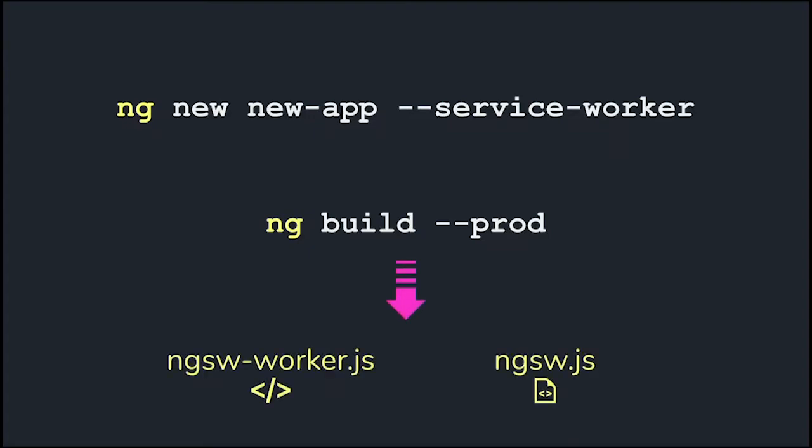So with service workers baked in, what happens now is that there are two new files created in the final folder. One called ngsw-worker, and one called ngsw.json. ngsw-worker is the service worker file, while ngsw.json holds the final configurations specified for you to take a look at.